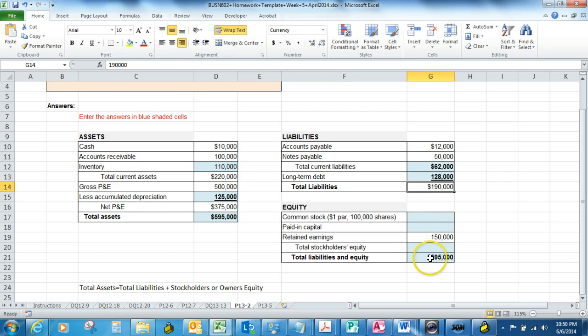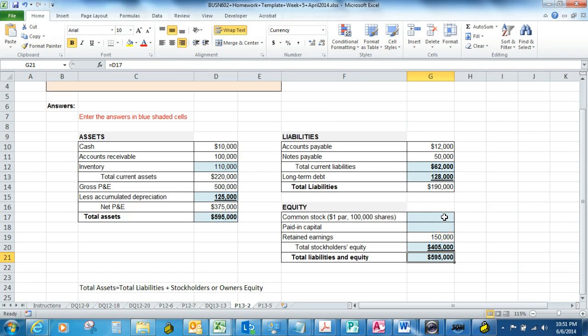Okay, now, since I know what the total liabilities and equity number is, and now I know what total liabilities is, I can find out what total stockholders' equity is by subtracting. So I'm going to take this number and subtract out my total liabilities number. Okay, so now I know what total stockholders' equity is. So now I've only got a couple of numbers left to figure out. I've got to figure out my paid-in capital, and I've got to figure out my common stock.